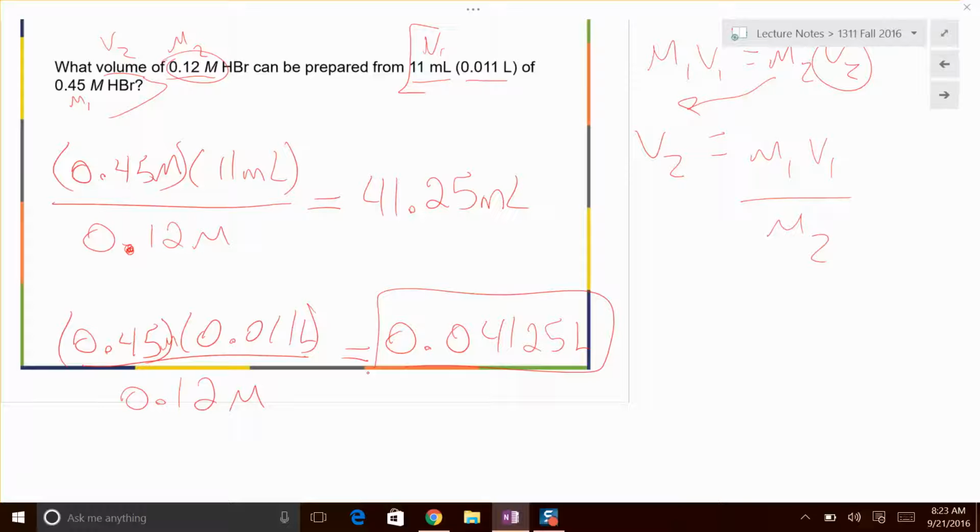Okay? So, if you're using liters as your units, your answer will be in liters. If you're using milliliters, your answer will be in milliliters. So it's simply what you're trying to get. Am I trying to get the milliliters or the liters? Okay? And you can always convert from one to the other if you needed to.